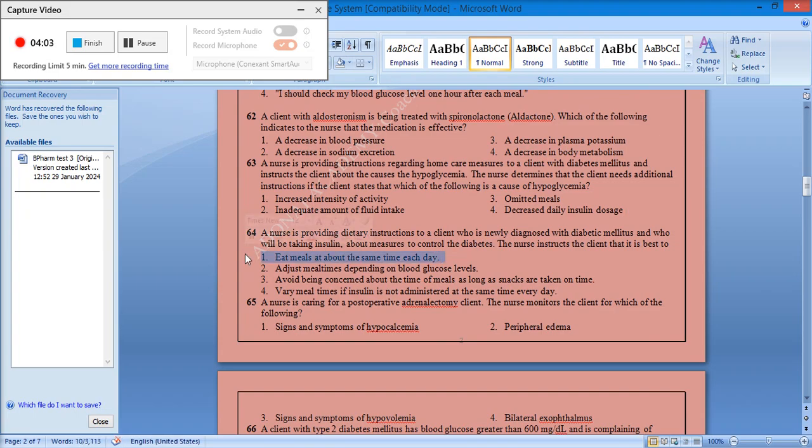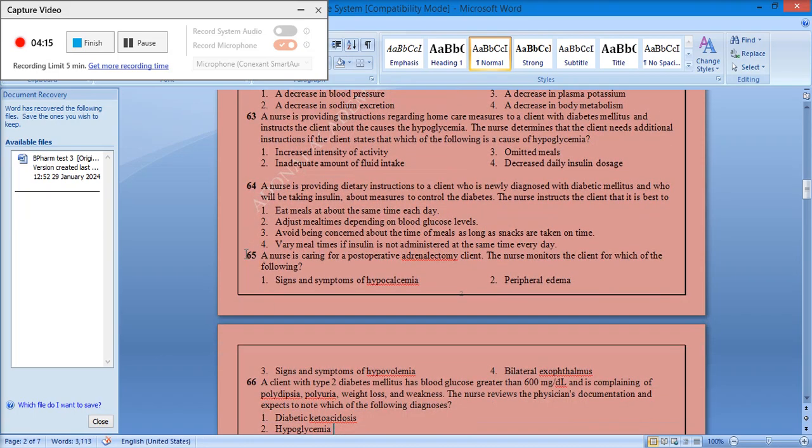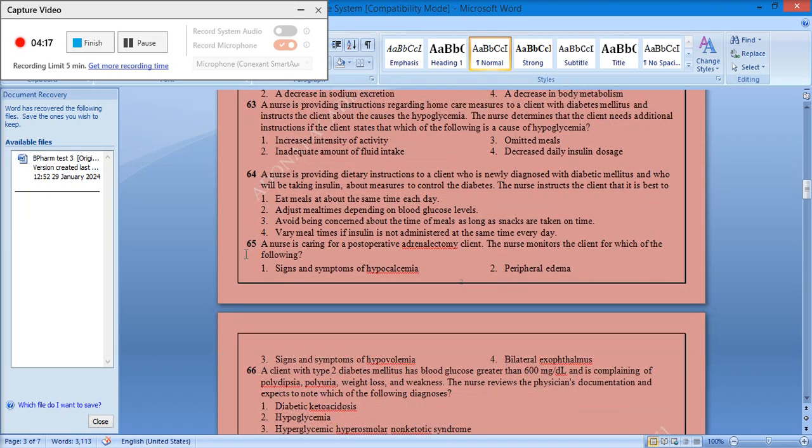65. A nurse is caring for a post-operative adrenalectomy client. The nurse monitors the client for which of the following? 1. Signs and symptoms of hypoglycemia. 2. Peripheral edema. 3. Signs and symptoms of hypovolemia. 4. Bilateral exophthalmos. The correct answer is 3. Signs and symptoms of hypovolemia.